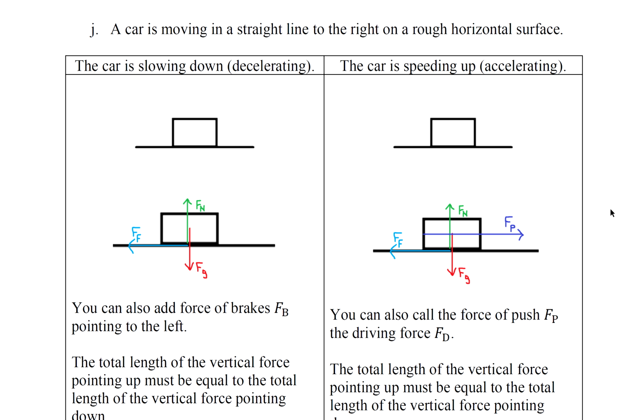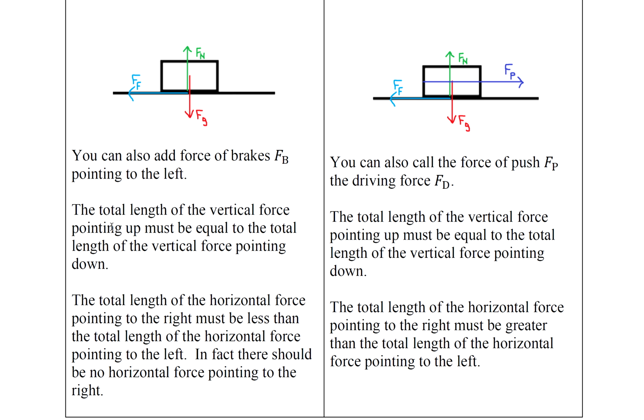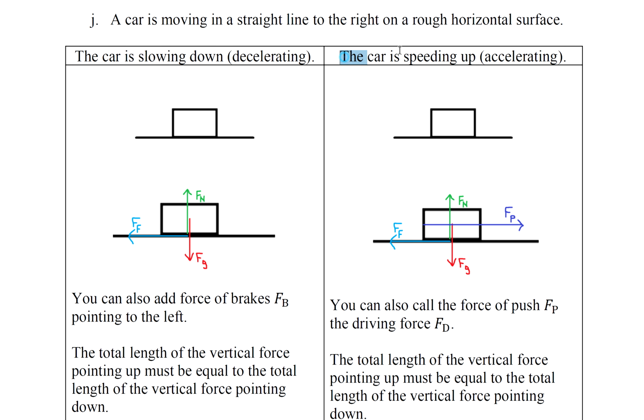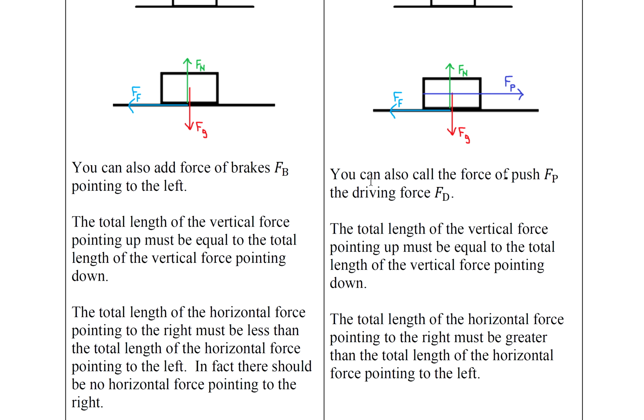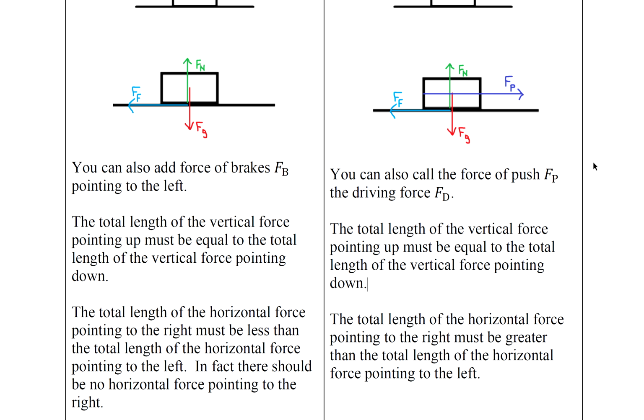Part J. A car is moving in a straight line to the right on a rough horizontal surface. Rough means there is surface friction. If the car is slowing down, that means force of friction is to the left. If the car is speeding up, that means there's a driving force or a force of push to the right and force of friction to the left. And you could see the force of push or the driving force is greater in length than the force of friction to the left.